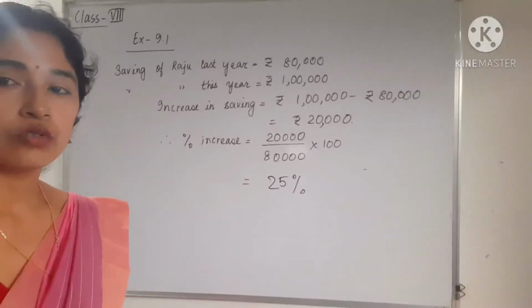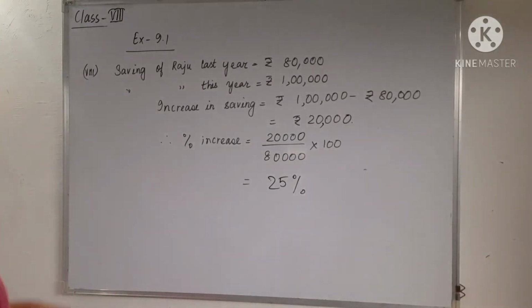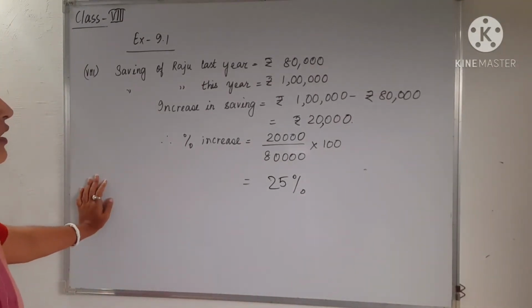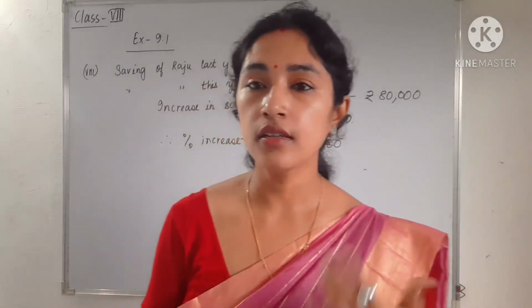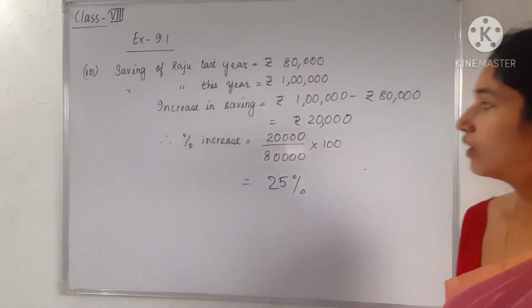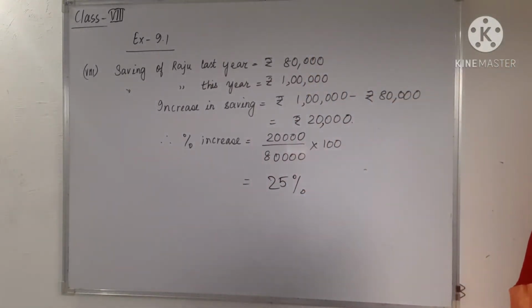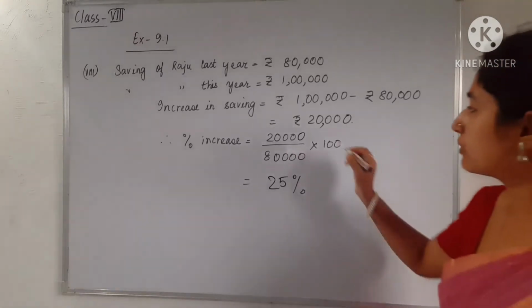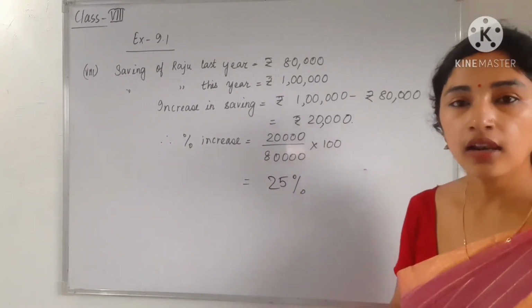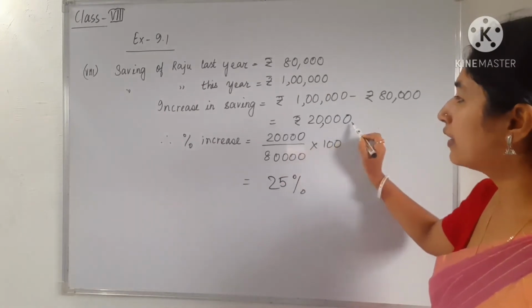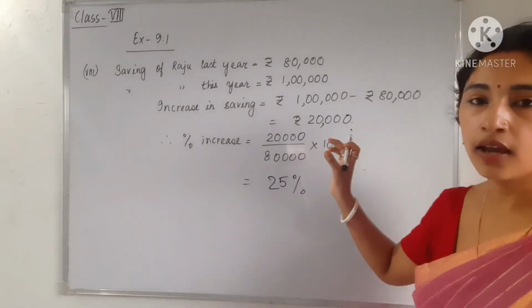Okay. So students, see the next question here, number 8. Saving of Raju last year. It is given in the question that last year Raju saved rupees 80,000 and this year he saves rupees 1 lakh. That means there is an increase in savings. Okay. So how much is the increase in saving we have to find using subtraction. So that means 20,000 more he saved this year as compared to the last year.